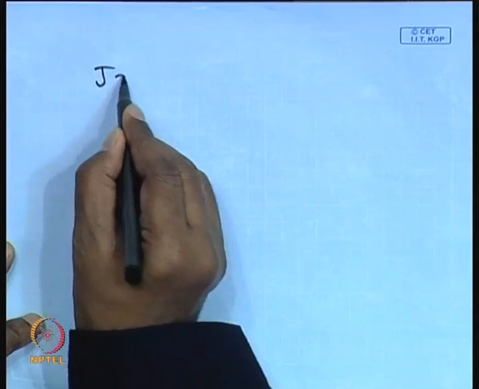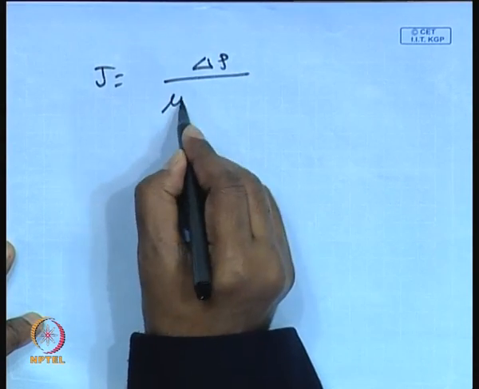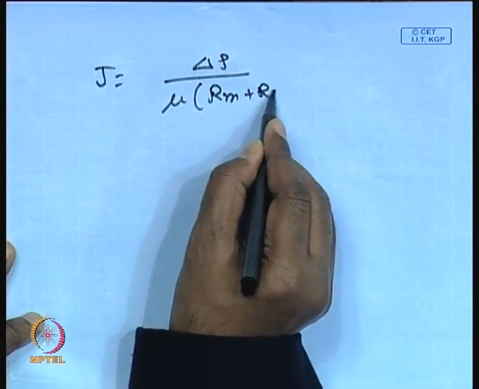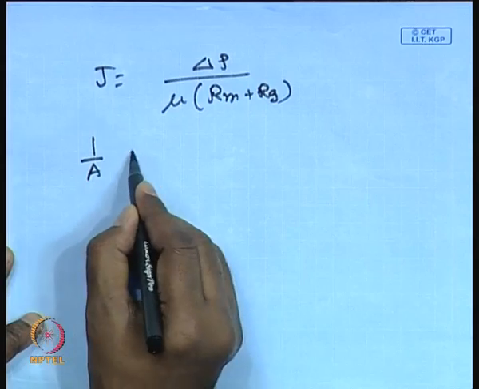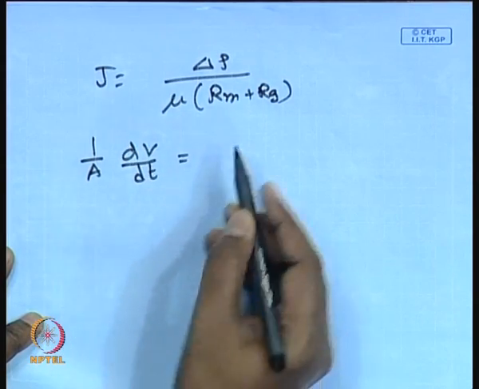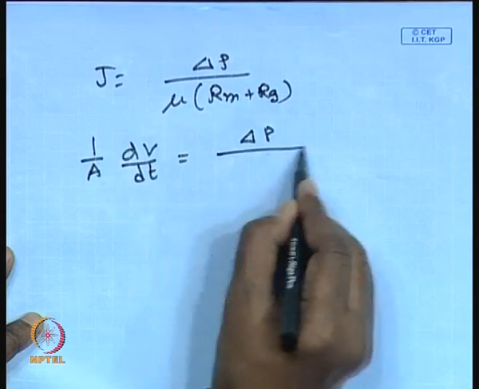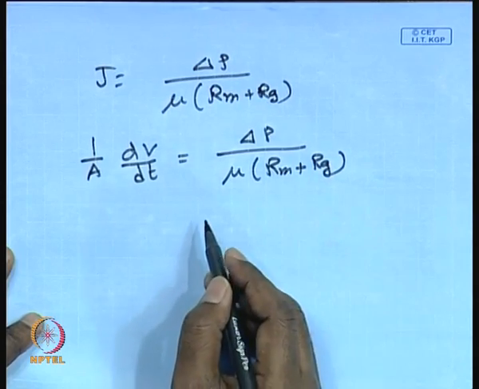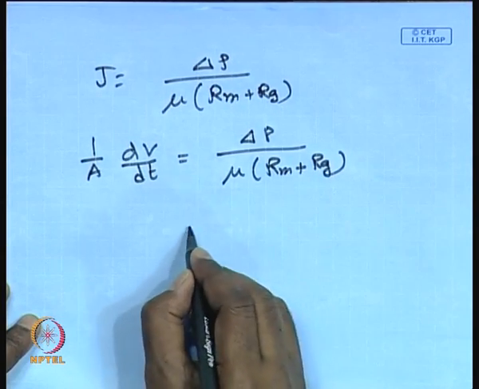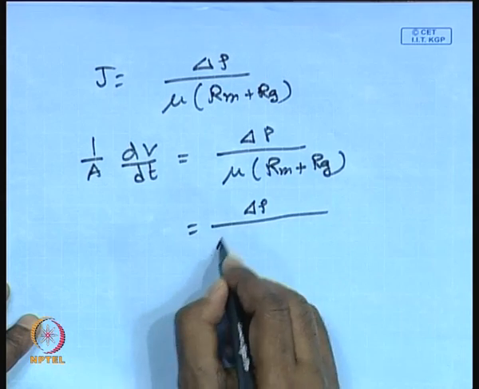So, you know the density of water, you can get how much volume you are collecting, the cumulative volume. Now, we will go back to the phenomenological equation, that is J is equal to delta P divided by mu (Rm plus Rg), and for an unstirred batch cell we just write J as 1 by A dV/dt is equal to delta P divided by mu (Rm plus Rg).